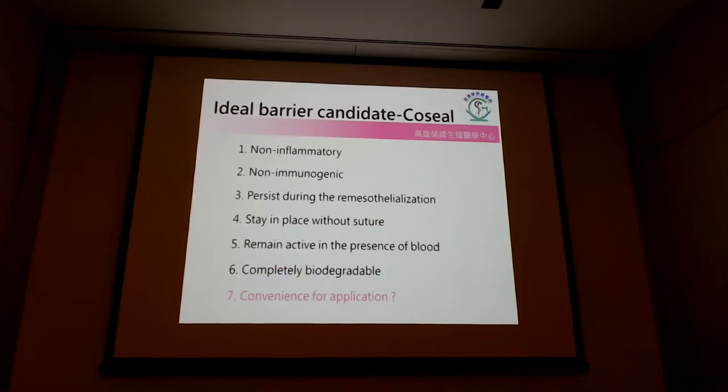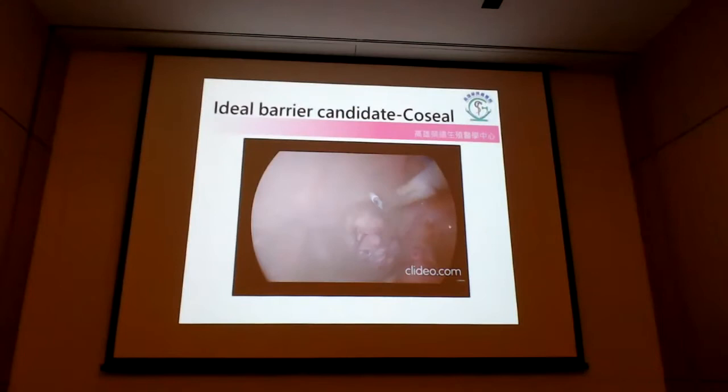An additional condition for an ideal barrier is convenience for application. Coseal falls short in this aspect. The Coseal applicator set comes with a pliable front tip that can be adjusted to the angle and direction of the spread to the desired area. A distance of 3 to 5 centimeters between the spray tip and the area of interest is suggested.